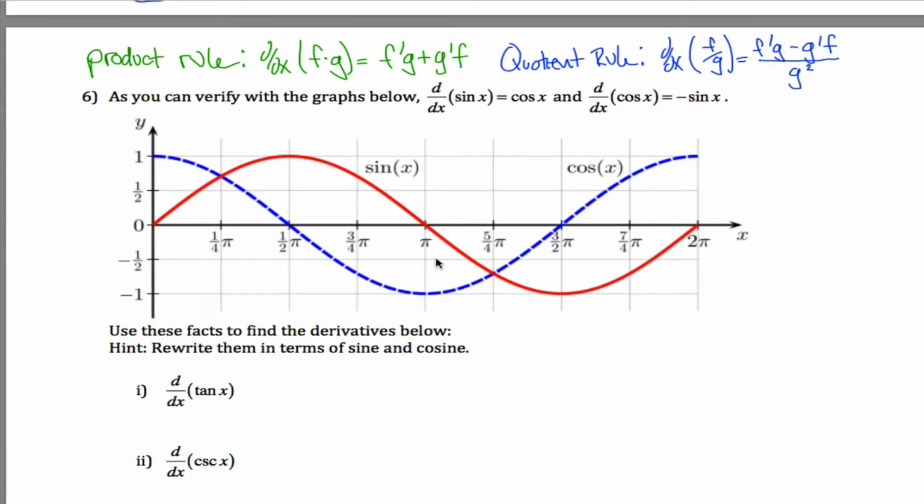Second half of the product rule and quotient rule video. We're going to be dealing with some trig functions on this one, so really I'm getting into the next section in our book. It's 3.3 for those of you in the class.